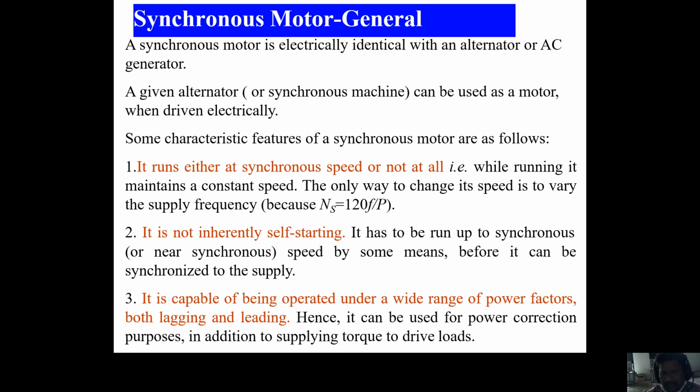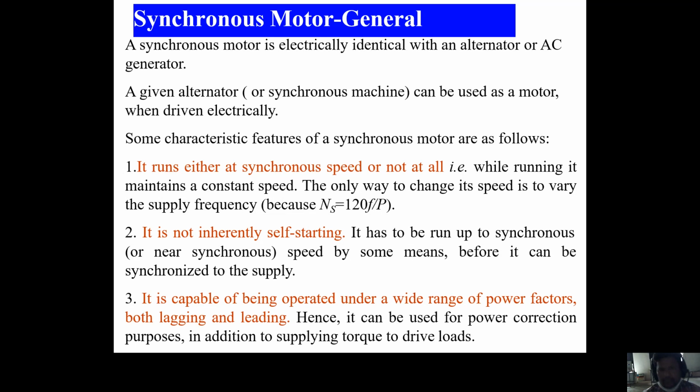The main characteristics of synchronous motors are: first point, it runs either at synchronous speed or not at all. While running it maintains constant speed; the only way to change the speed is to vary the supply frequency. We know that synchronous speed Ns is equal to 120 f by P. P is the number of poles, which is fixed. Ns is the synchronous speed, which is also fixed. Now the variable one is frequency.